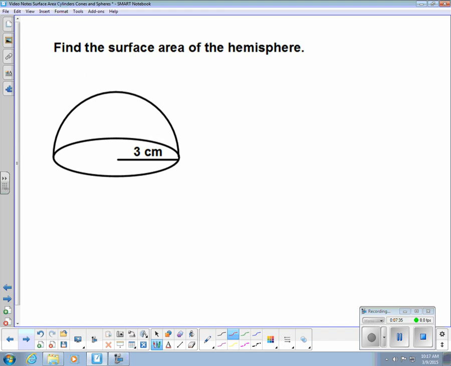So pause the video for this one. Find the surface area of this hemisphere, and then turn the video back on when you're ready to check your answer.